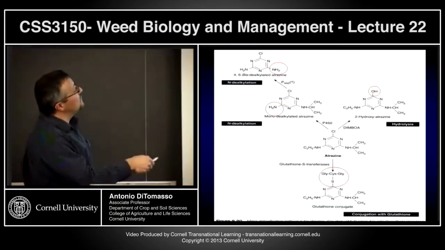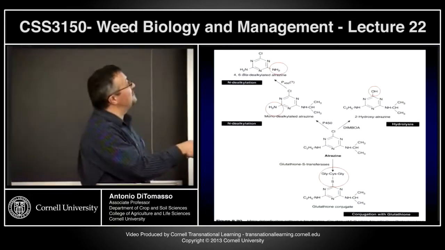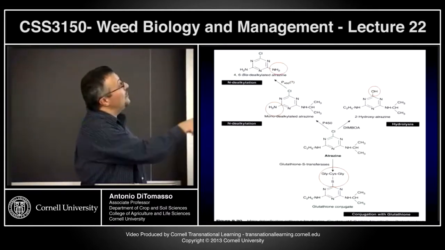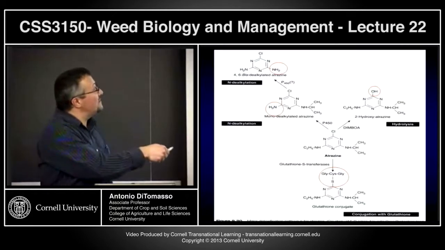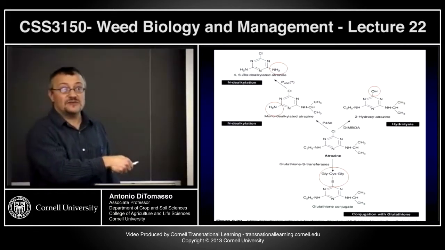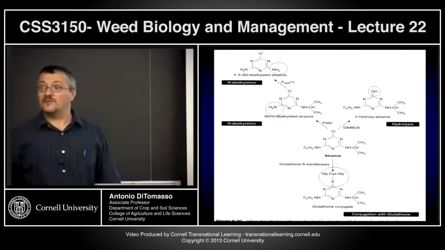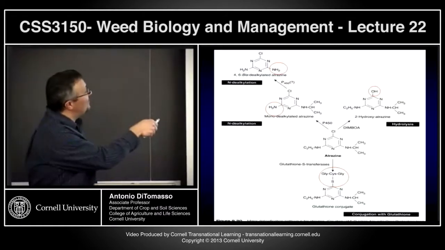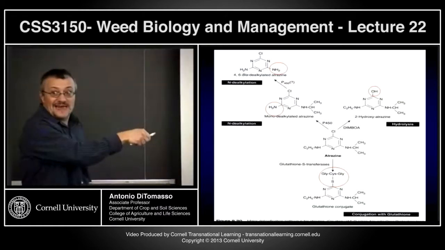So this hydrolysis, dehalogenation, removal of the chlorine and adding an OH group, renders the atrazine inactive. Corn is pretty well the only plant that can do that, and it's an important step. So it's got that, it's got this, but the soybeans can't do this.